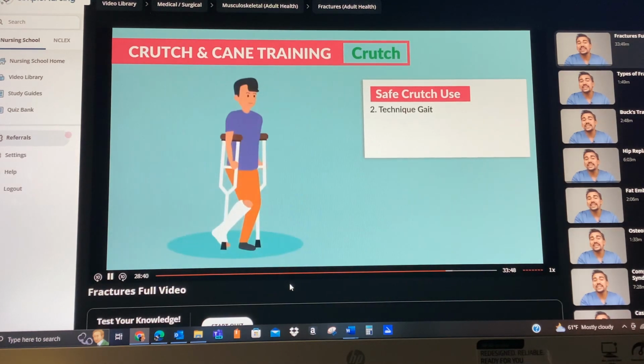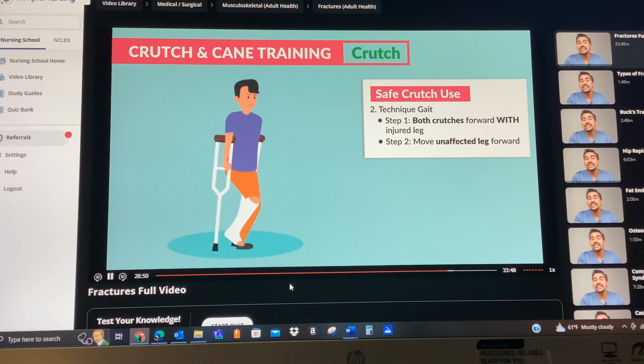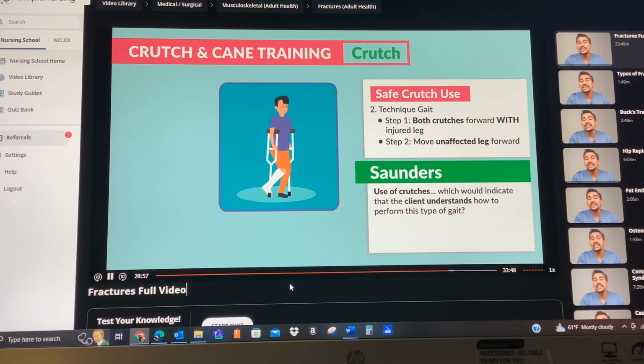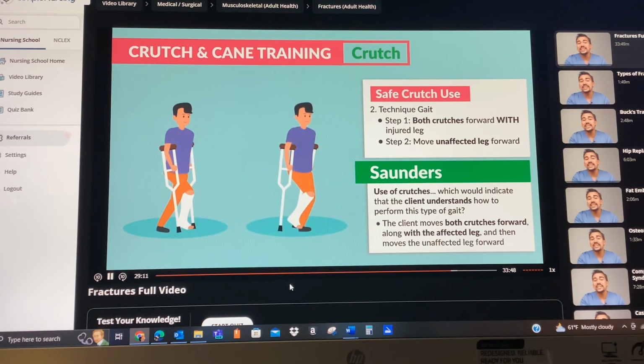Now, number 2 is gait training. So write this down. Step 1, both crutches move forward with the injured leg. And step 2, move the unaffected leg forward, or basically the strong leg after. So Saunders mentions use of crutches, which would indicate that the client understands how to perform this type of gait. The client moves both crutches forward along with the affected leg, or that injured leg, and then moves the unaffected leg forward, or basically the strong leg last.